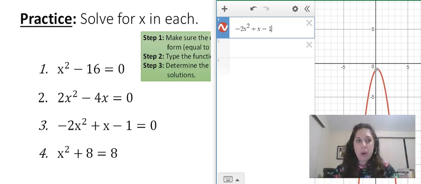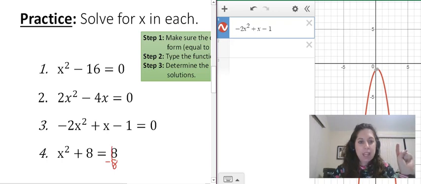And look at number 4. x squared plus 8 equals 8. You notice it is not meeting step 1. It does not equal 0. So let's go ahead and subtract 8 from both sides to get it equal to 0.